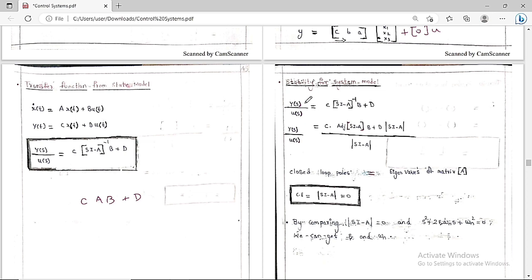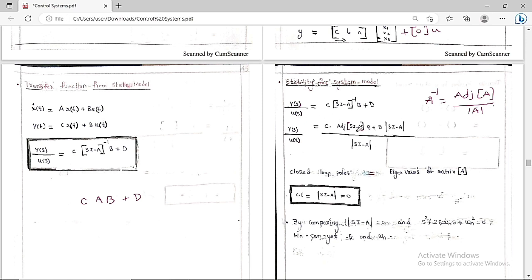What is the transfer function from the state model? Y of s by U of s is equal to C into (sI minus A) whole inverse into B plus D. A inverse is nothing but adjoint of A by mod A. I already told you this one. Therefore, it becomes C into adjoint of (sI minus A) by mod of (sI minus A), into B plus D. To simplify, what do you get? C into adjoint of (sI minus A) into B plus D into mod of (sI minus A), divided by mod of (sI minus A), because this is basically an equation. That is the reason I am writing like this.